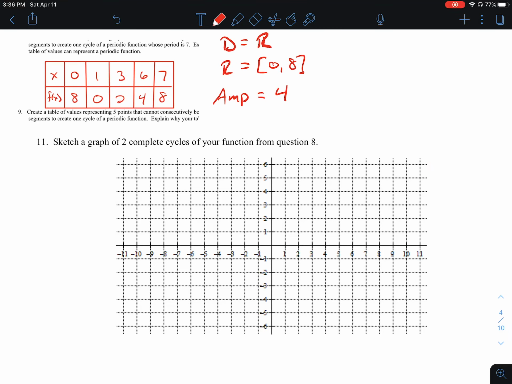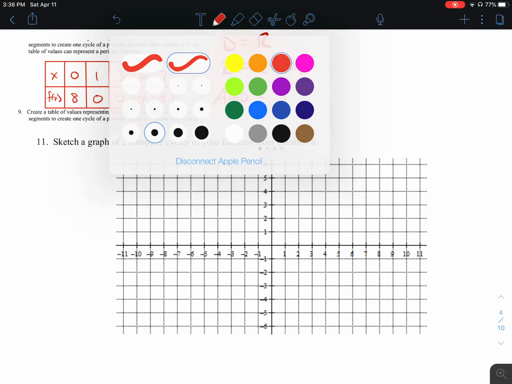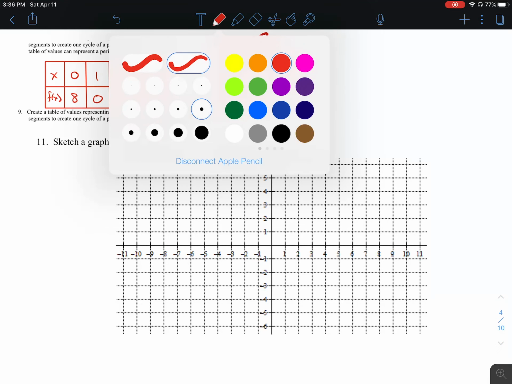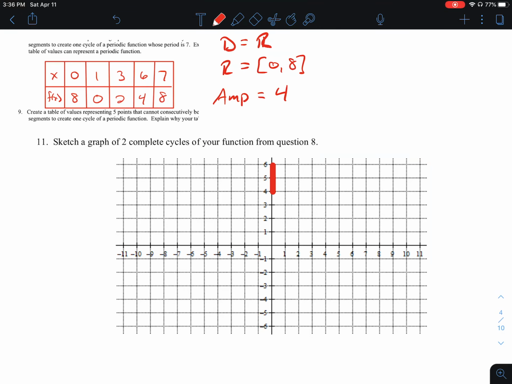This is terrible because I chose numbers that are outside of this, but oh well, I'll work with it. So I got 0, 8. Let me measure this distance here. So 0, 8 we'll say is here. And then we got 1, 0. And then we got 3, 2. And then I got 6, 4. And then I have 7, 8.